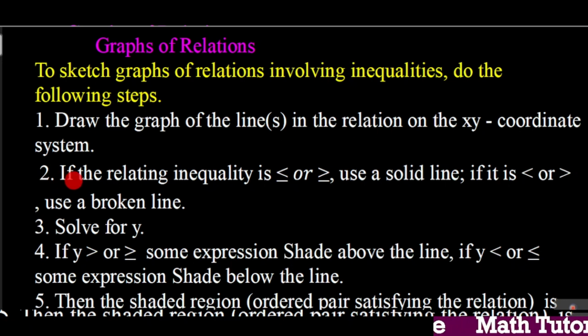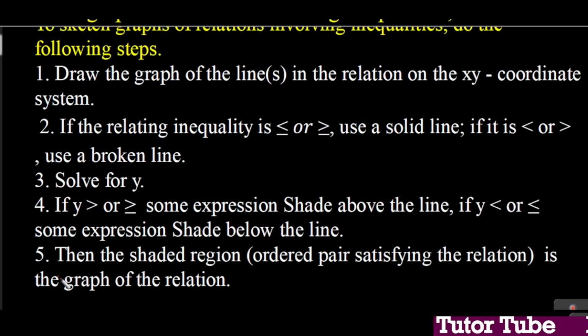Second step: if the relating inequality is less than or equal to or greater than or equal to, use a solid line. If it is less than or greater than, use a broken line. Third, solve for y. And fourth step: if y is greater than or greater than or equal to some expression, shade above the line. If y is less than or equal to some expression, shade below the line. And the fifth step: the shaded region of ordered pairs satisfying the relation is the graph of the relation.